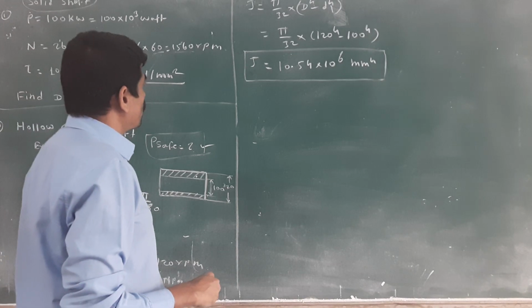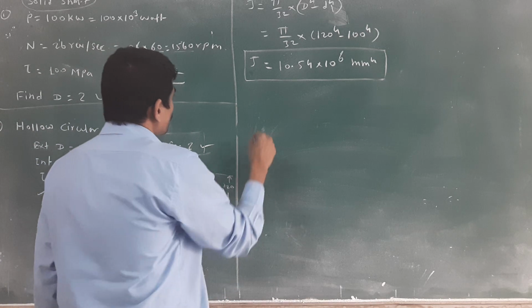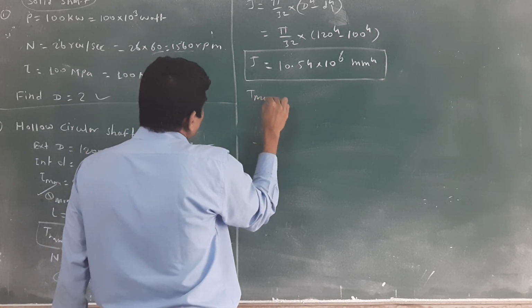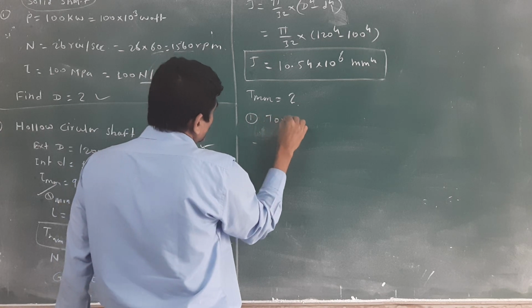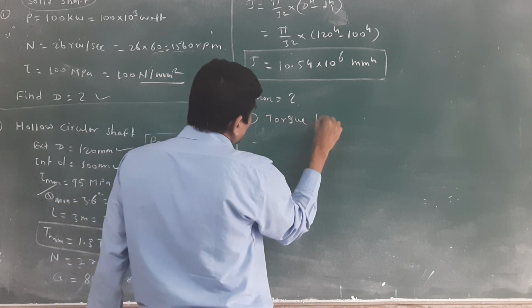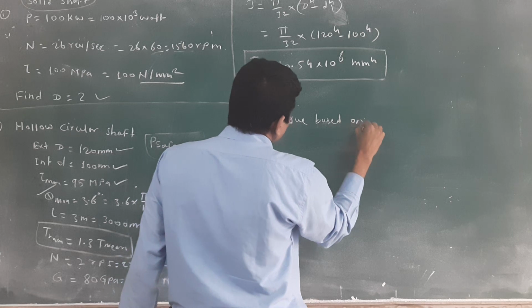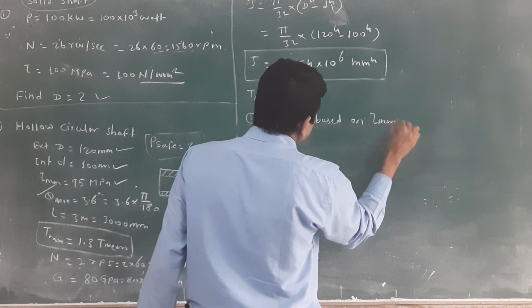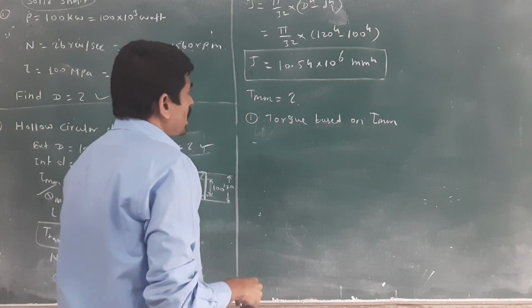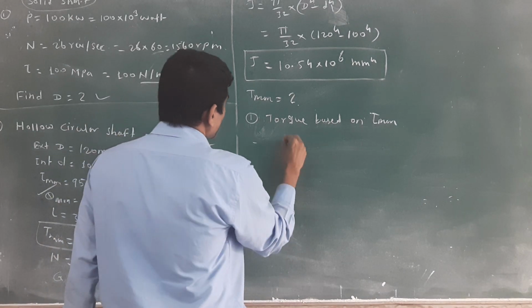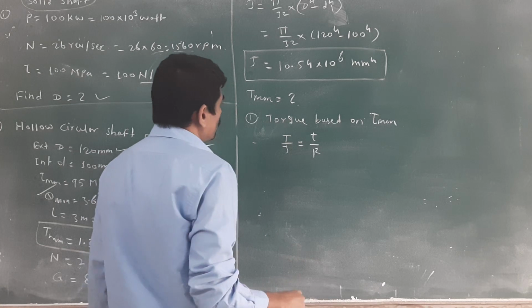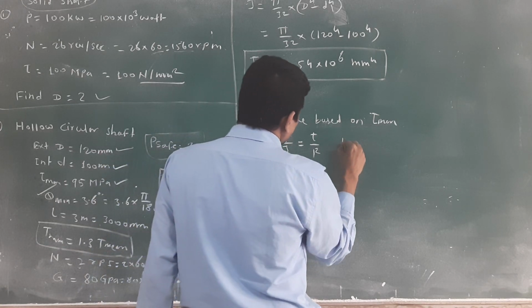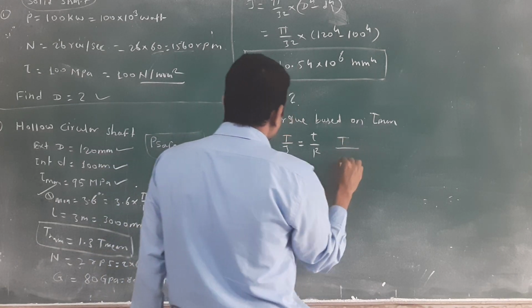Then second, what do we want to calculate? We want to calculate the maximum torque. How to calculate maximum torque? First condition, torque based on maximum shear stress. What is the formula? T by J is equal to tau by R. We want to calculate the T, T as it is. What is the J?